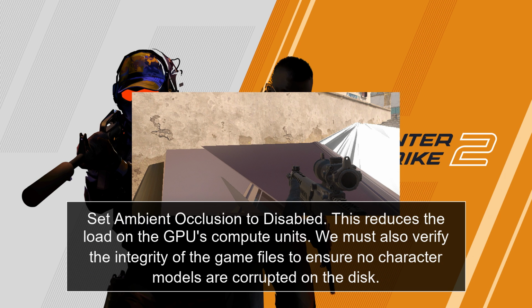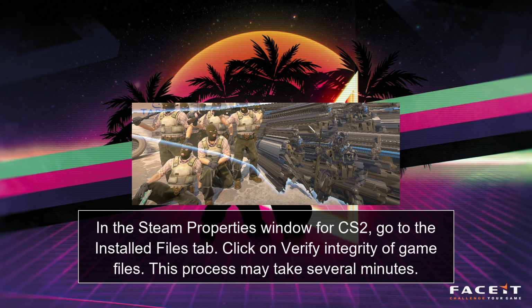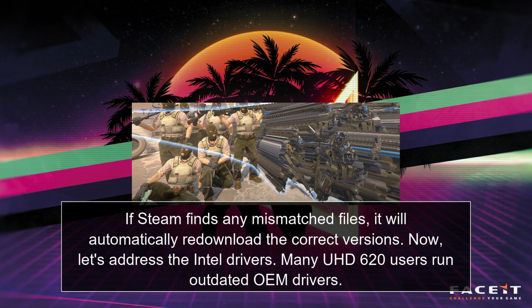We must also verify the integrity of the game files to ensure no character models are corrupted on the disk. In the Steam Properties window for CS2, go to the Installed Files tab. Click on Verify Integrity of Game Files. This process may take several minutes depending on your disk speed. If Steam finds any mismatched files, it will automatically re-download the correct versions.